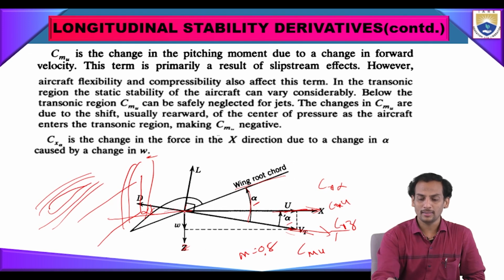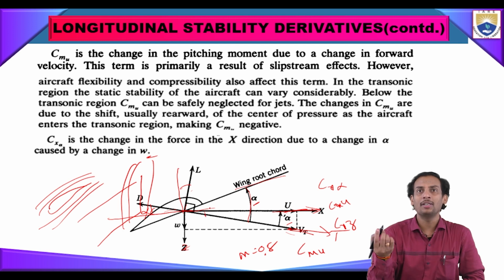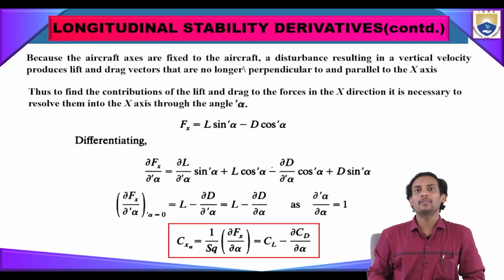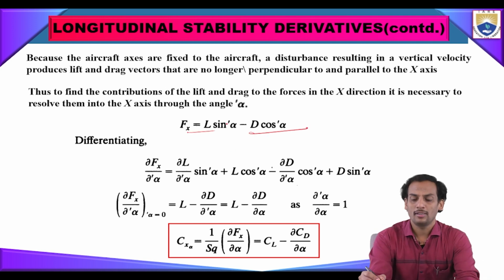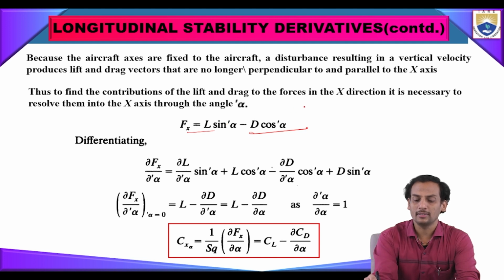Because this is a lift, and this is at an angle alpha with this one, if you want to make this as a component, this will be the cos component and this will be the sine component. That sine component will be in the positive direction and the drag in the negative direction. So that is why L sin alpha prime minus D cos alpha prime. So if you differentiate with respect to alpha, the dou F by dou x, what will it be? So dou L by dou alpha prime.